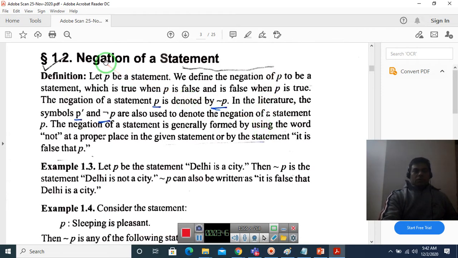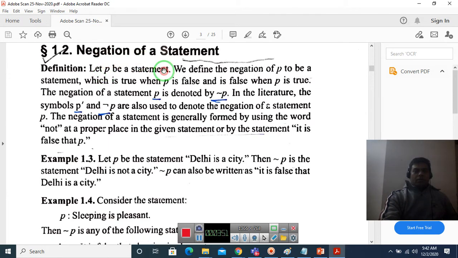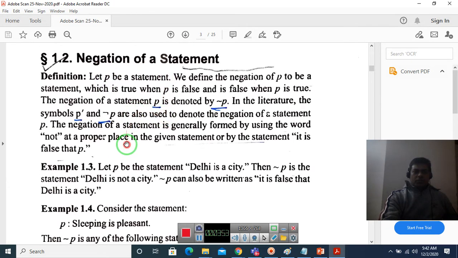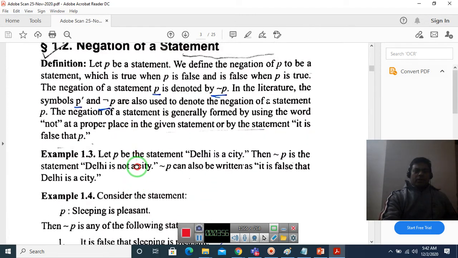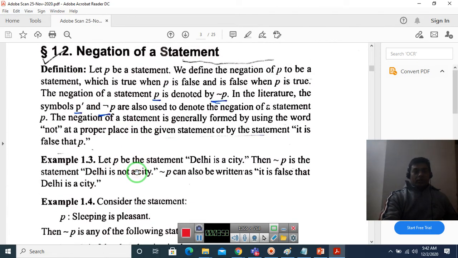The first connective is the negation. Negation means just the opposite sentence. There are so many ways to find the negation of a statement. Let P be a statement. We define the negation of P to be a statement which is true when P is false, and false when P is true. The negation of a statement P is denoted by ¬P.